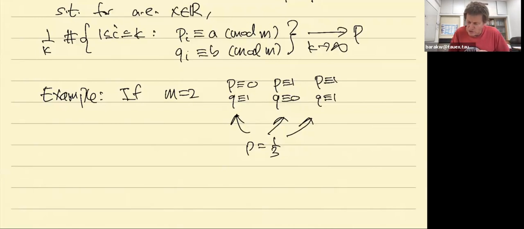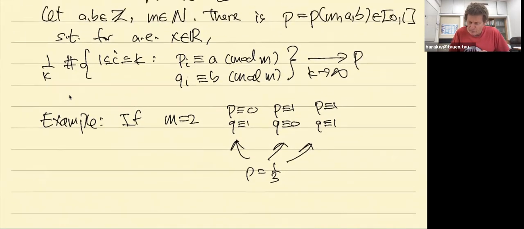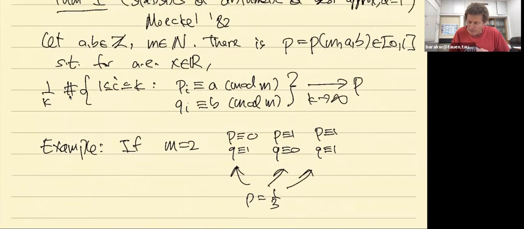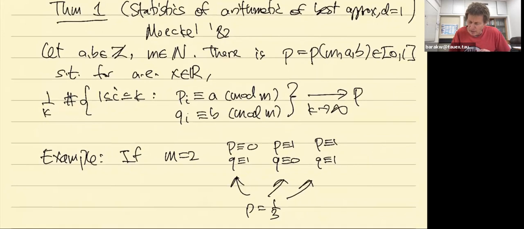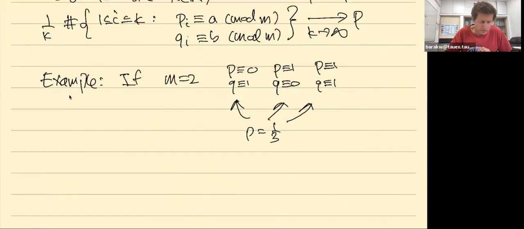The theorem of Moeckel asserts that such probabilities exist for every n and every a, b, and I should say that this is very easily computable in all the examples. It's very easy to compute what this probability is. Okay, so that's a classical result of Moeckel from '82.